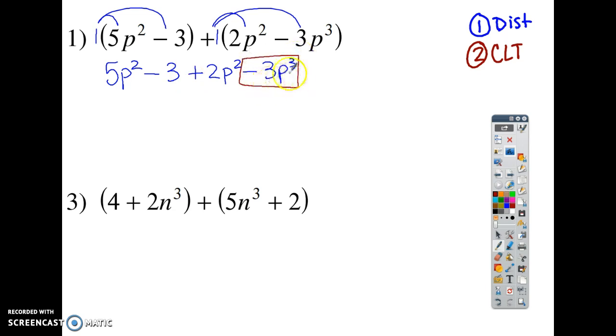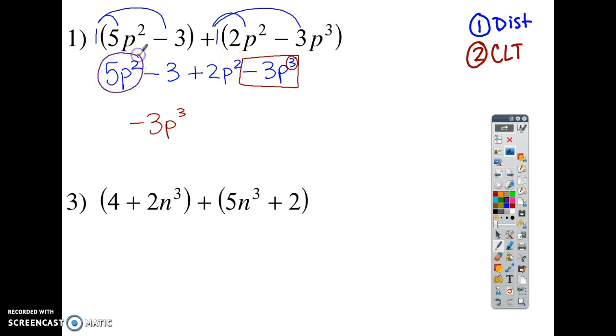Is there another one that looks like this one? There's nothing that looks like this one because the power is 3. This one's 2. This one's 2. So this one just goes by itself and you bring it down. It's negative 3p to the third power. Then we're going to do the squares, because remember it goes in order. So 3 and then 2.